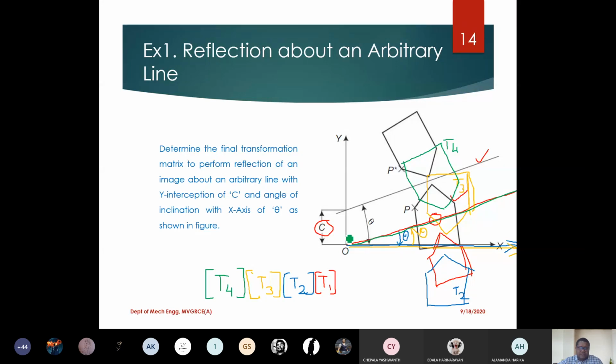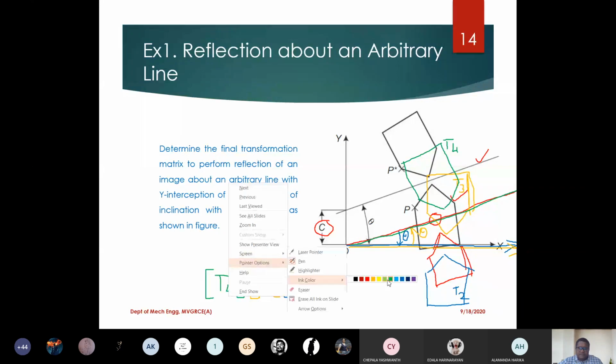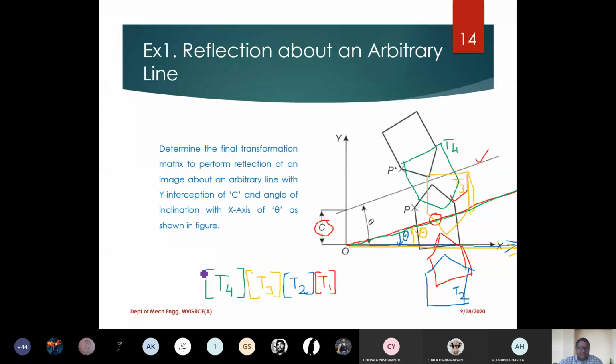Let me use another pointer color. All right, let me use some other color, like blue, or okay, purple. I just used the purple one. The fifth transformation matrix is sending this green color straight line back to its original position by translating by positive c units. So now this green color line is matching its original position, and everything would get translated.